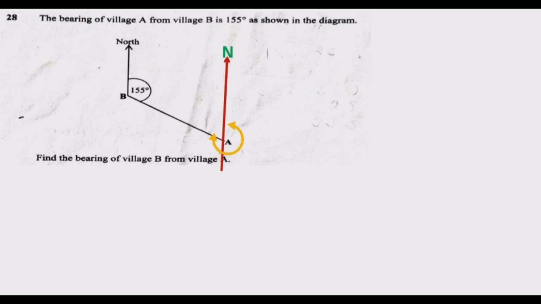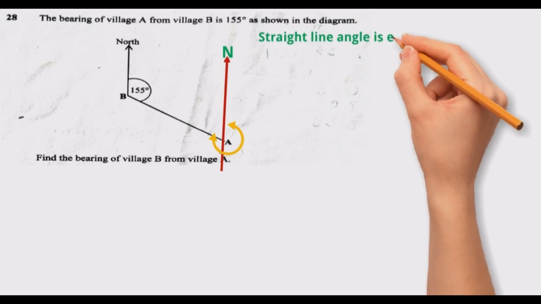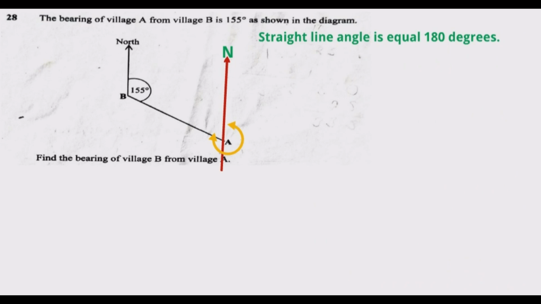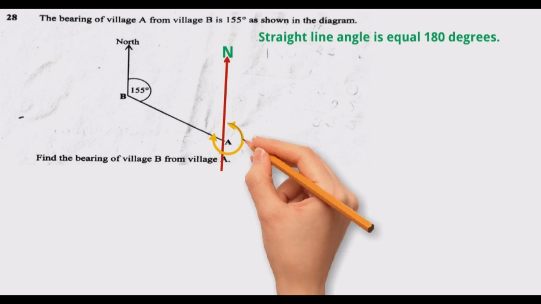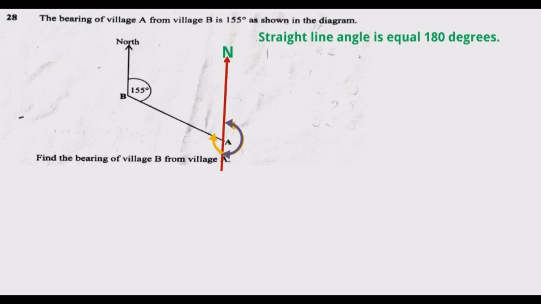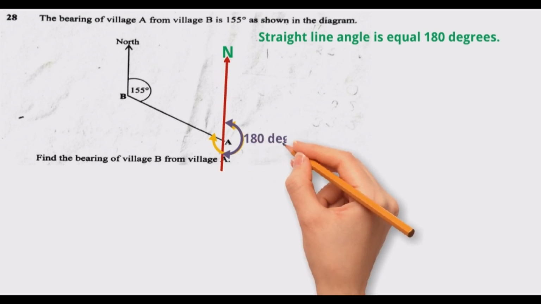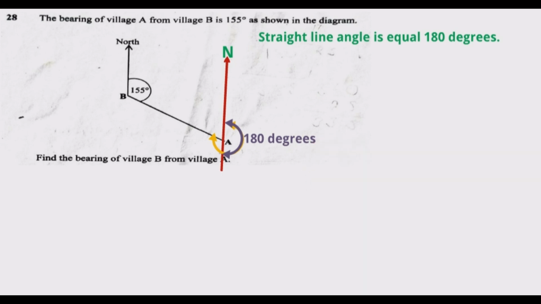Then the next thing we're going to do is first use the property of angles on a straight line: angles on a straight line add up to 180 degrees. A straight line angle is equal to 180 degrees. So that means this angle, the one I've put in purple, on the north line is equal to 180 degrees.